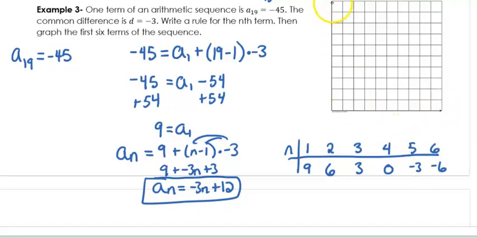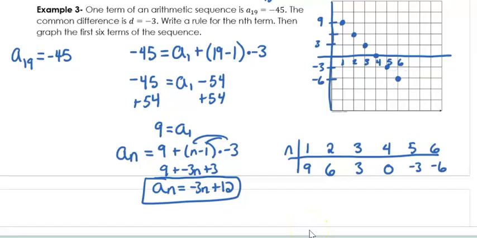Now, looking at these values, I'm going to draw on my graph and put the x-axis in the middle. I'm going to go by ones along the x-axis, and then go by threes on the y-axis: 3, 6, 9, and then all the way down to -6. So 1 was at 9, 2 was at 6, 3 at 3, 4 at 0, 5 at -3, 6 at -6. And you don't connect them.